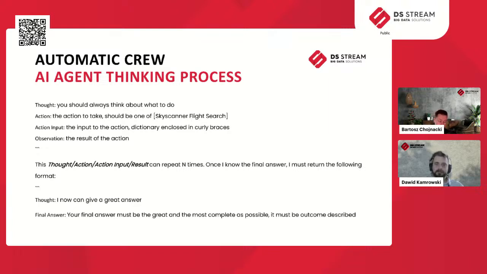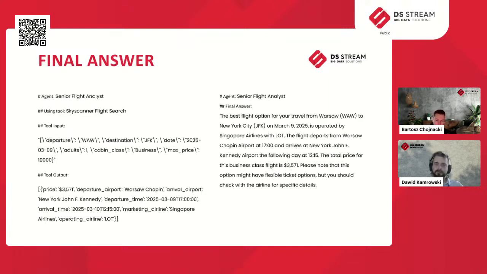Then, which is very important, the fifth step, repetition. It may think and act multiple times until it reaches the final answer, because in agentic AI it usually takes multiple attempts to find the best solution. This loop continues until the agent decides it has enough information to provide a complete response. This chain of thought approach is critical for more advanced tasks.